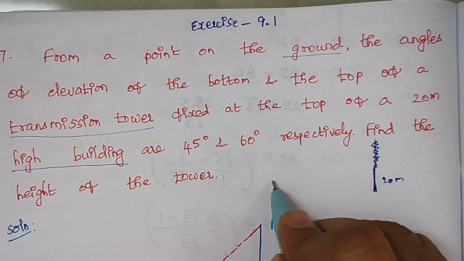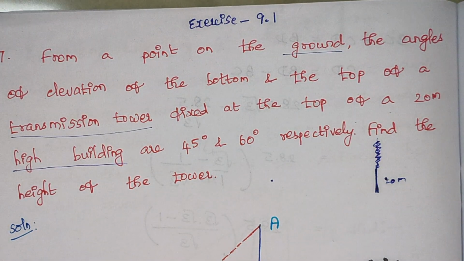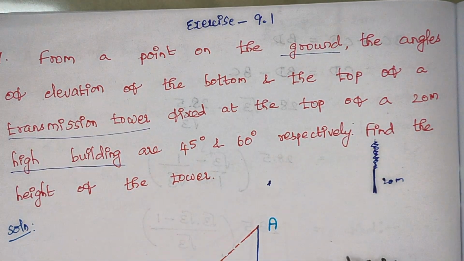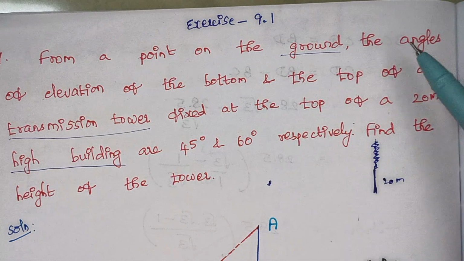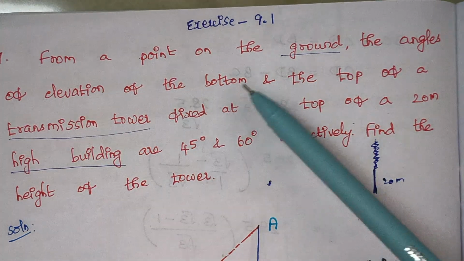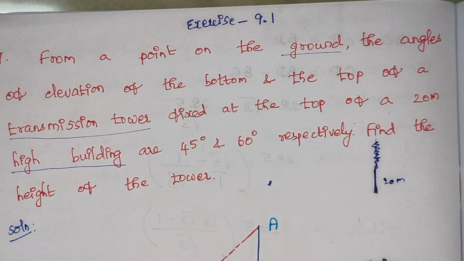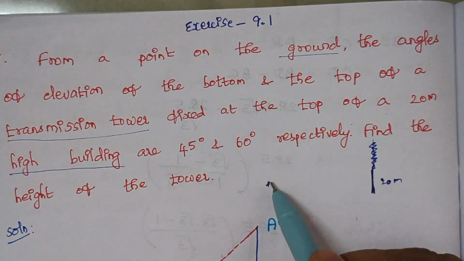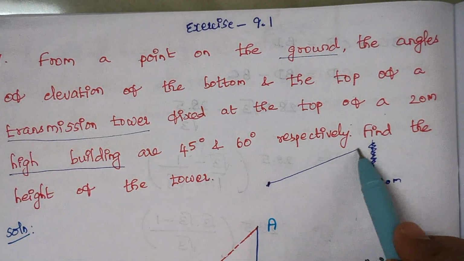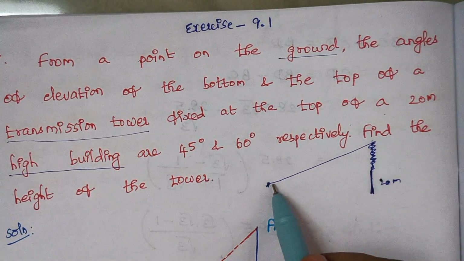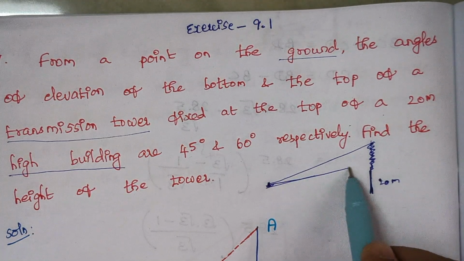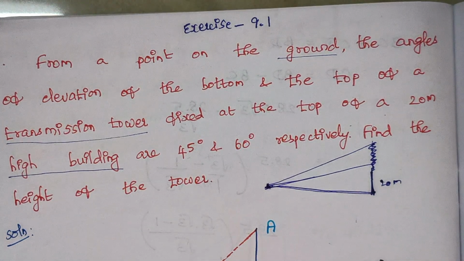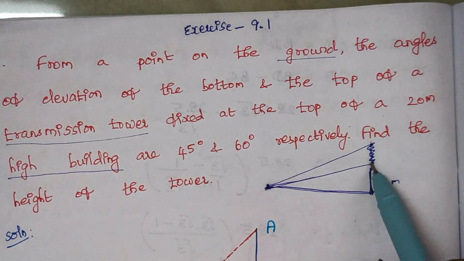Then from a point on the ground, there is some point on the ground, and from this point, the angles of elevation of the bottom and top of the tower are 45 and 60. So from this point, the angle of elevation of the top of the tower as well as the bottom of the tower are given, right? So this is your top and this is your bottom.